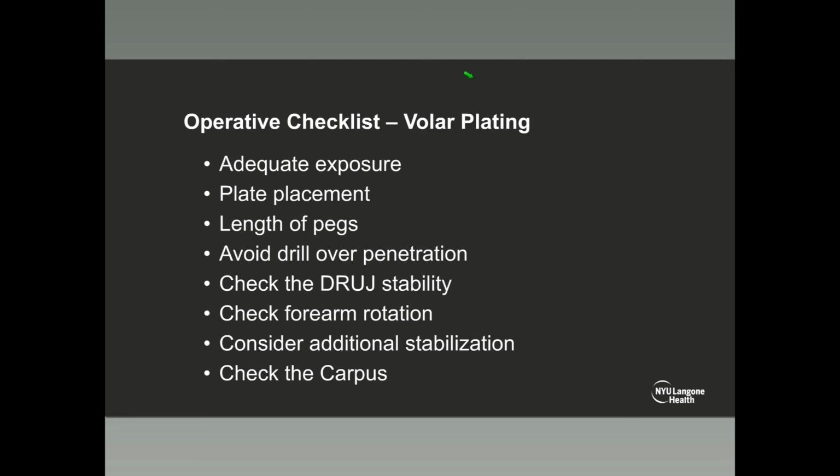You want to make sure your plate is placed adequately. You want it placed squarely on the bone. You don't want it overlying the distal radioulnar joint. You don't want it placed too distally or too proximally. In the next few slides, we'll talk about why you don't want to do that.